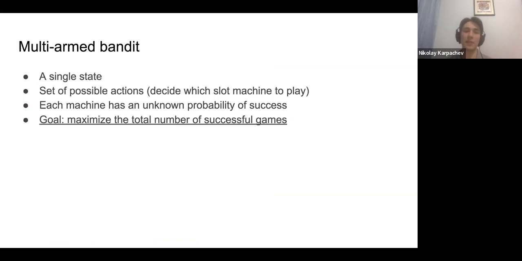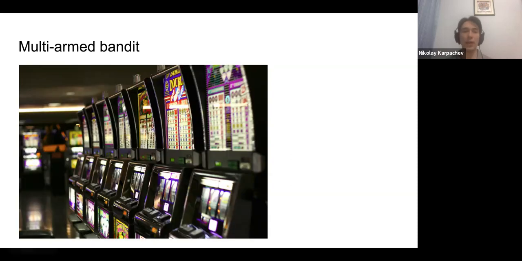So we have a single state. So there are no transitions between states. And in the state, we have n possible actions. So n is the number of slot machines, and we select only one of them. So n possible actions, and action is which machine we play.